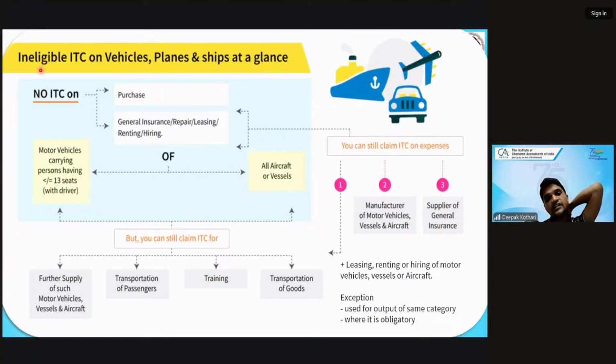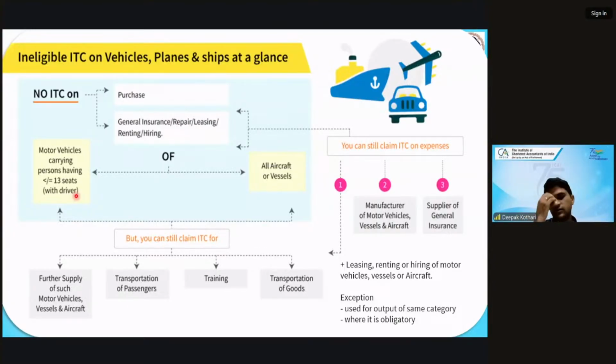First list is that ineligible ITC on vehicles, planes, and ships at a glance. So you don't get credit on purchase or taking the insurance, repair, or leasing of what? All aircraft or vessels. Okay. Now, or any motor vehicle carrying persons having less than 13 seats capacity. Okay. So you don't get credit on motor vehicles, that is vehicles having a capacity of less than or equal to 13 people, including the driver's seat.